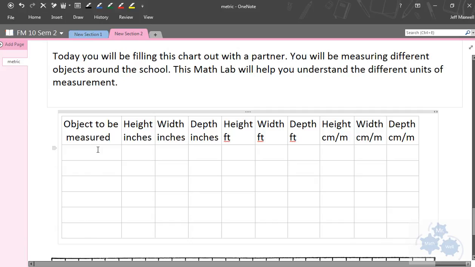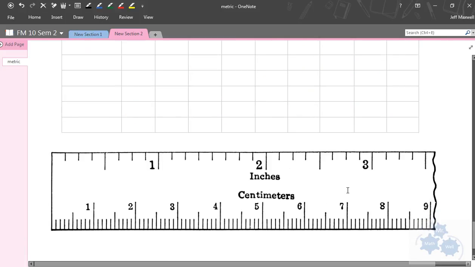We'll brainstorm that together. But we're going to measure the height of this object, if it's applicable, the width and the depth as well. We're going to measure those in inches, and then you're going to measure those in feet. And then we're going to measure those in centimeters and meters, wherever applicable. But I just want to go over here real quickly. I want to go over how to take measurements on your measuring tape.